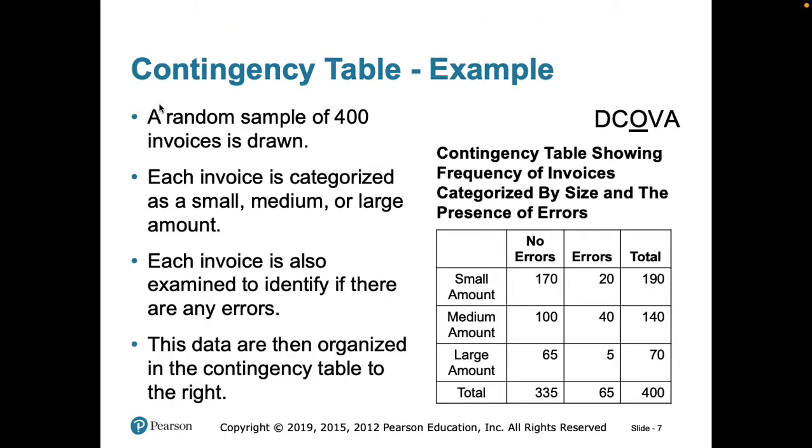Here it is, right? Basically, this company is trying to find out if there are errors on their invoices, and they break it down based on how much the invoices are. So they have the small amount, the medium amount, the large amount. And really simple, here is your contingency table. In the first column, you have the categories: small, medium, large. Then you have whether they have errors or no errors, and then finally you have your totals.